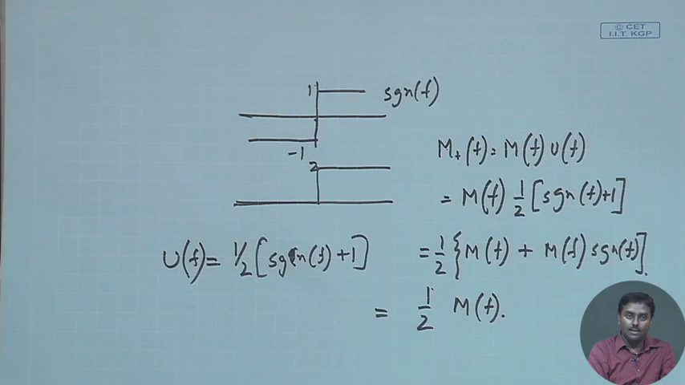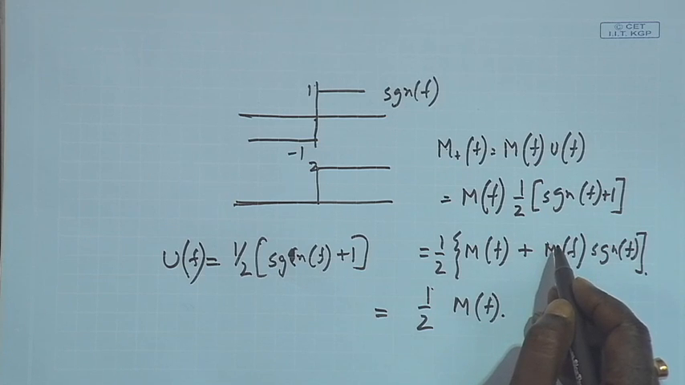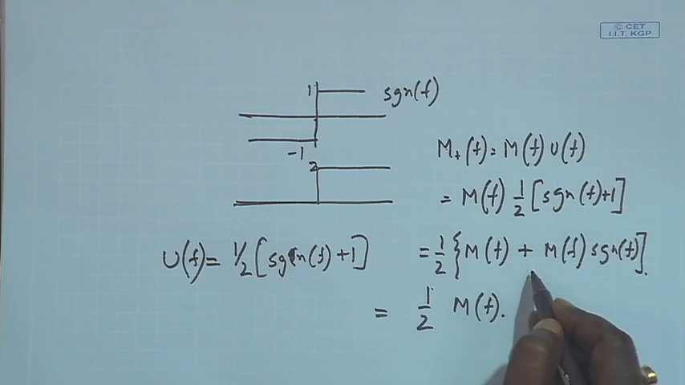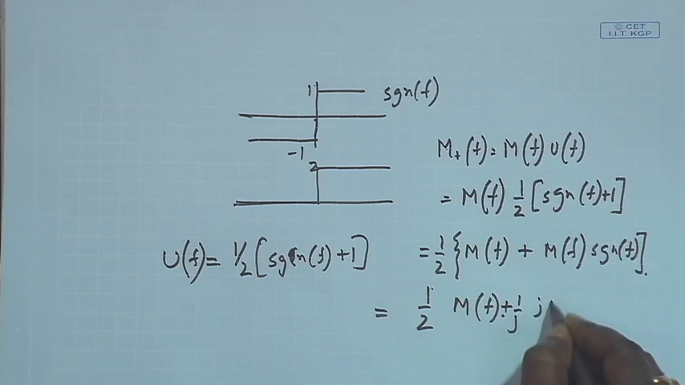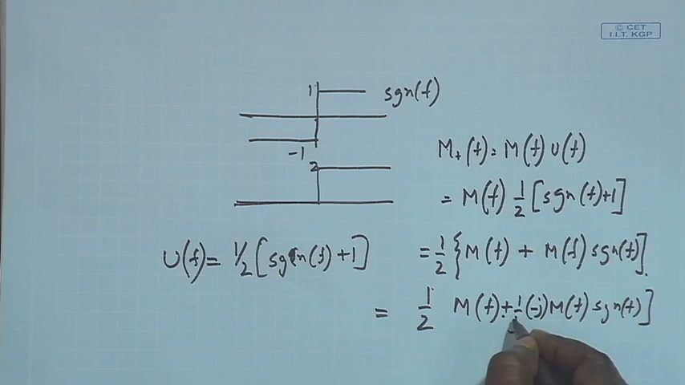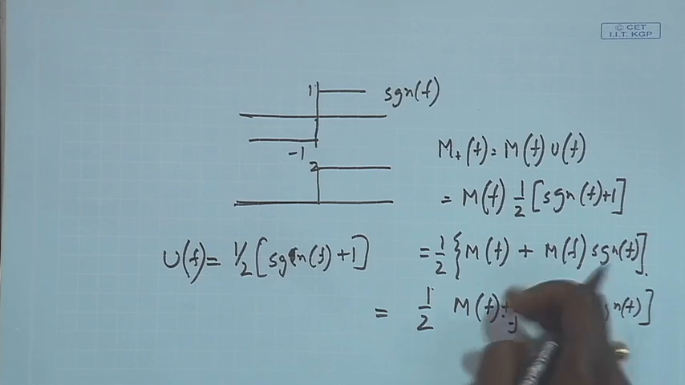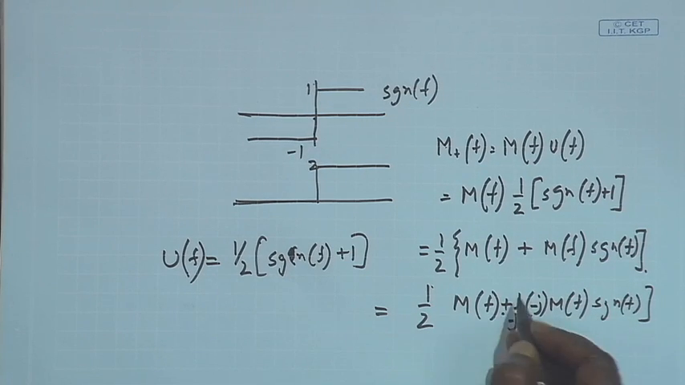This is M(f), and what is this? If I just introduce a j over here, minus 1 by j means 1 by j should be taken over here. So, I can write 1 by j into j M(f) signum f, right. If I introduce a minus term over here, that should be minus 1 by j, multiply above and down by j, you will get this is actually minus j square, that is plus 1. So, you get just j over here, right.